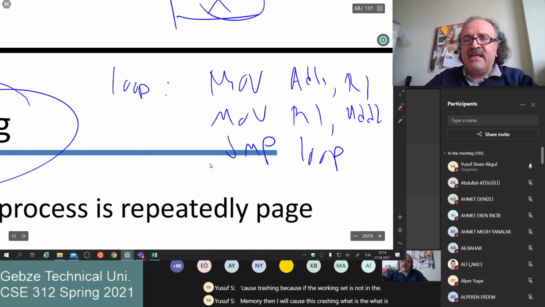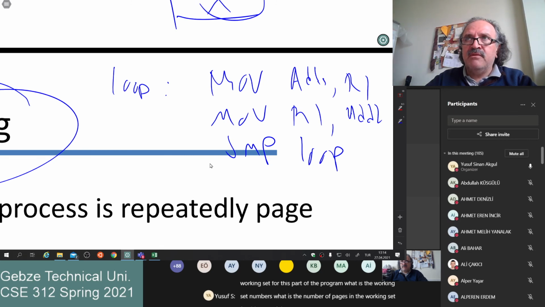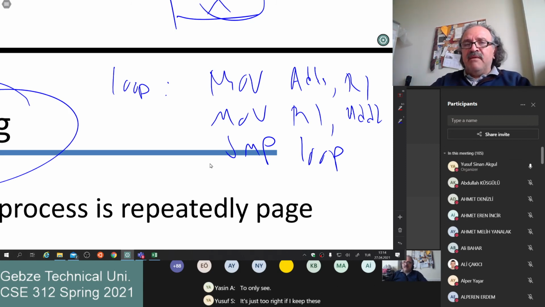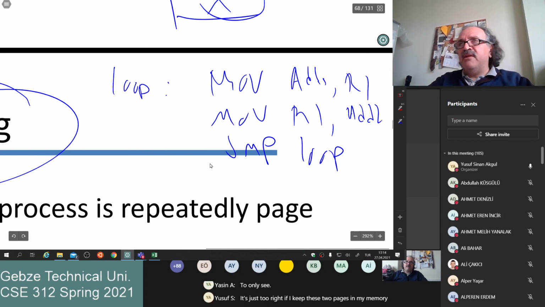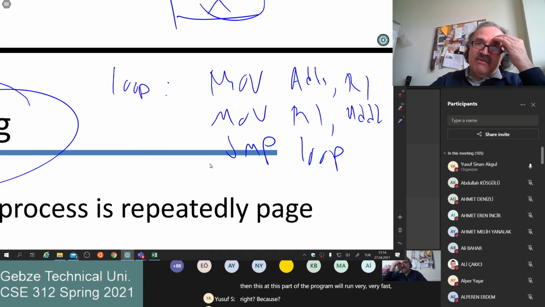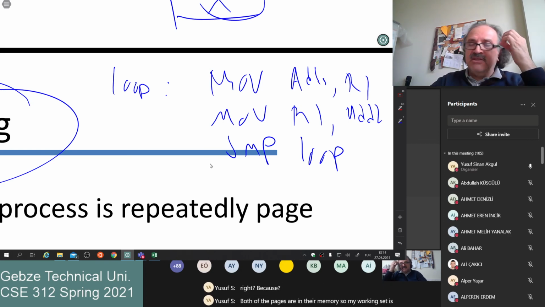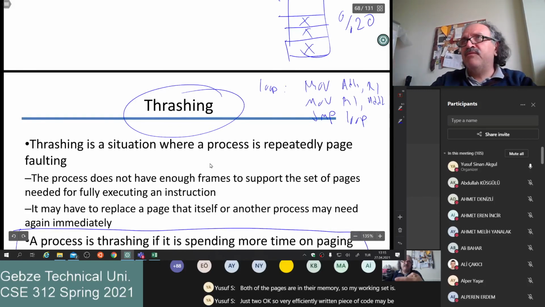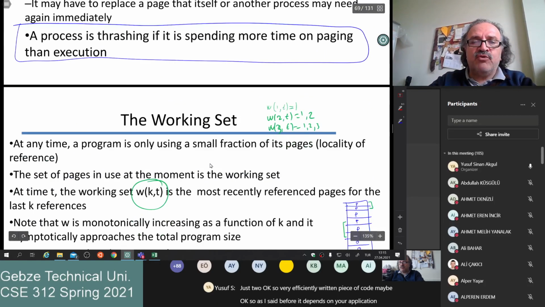Remember this example that I gave you? What is the working set for this part of the program? What is the number of pages in the working set for this part of the program? It's just two, right? If I keep these two pages in my memory, then this part of the program will run very, very fast. Why? Because both of the pages are in the memory. So my working set is just two. A very efficiently written piece of code maybe. So as I said before, it depends on your application, and on the part of your application.